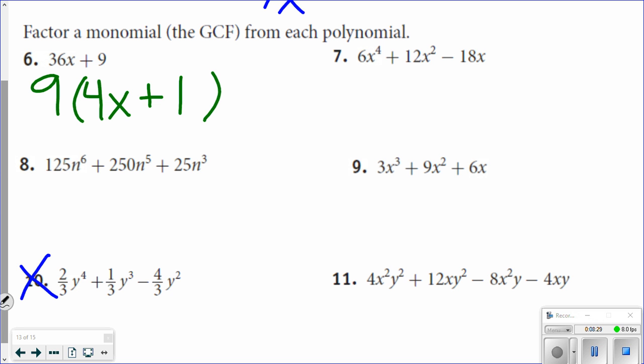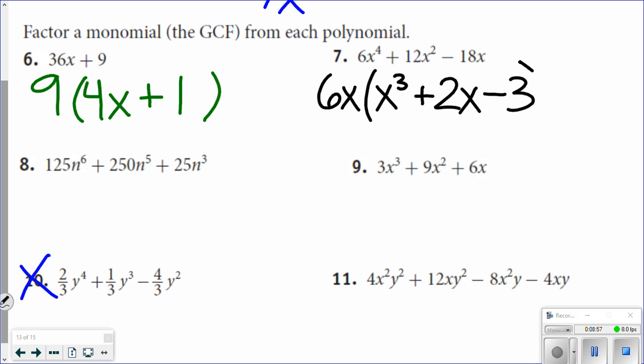6, 12, and 18. 6 is the smallest number, so it works because 12 and 18 are both divisible by 6. At most, they share 1x. So 6 divided by 6 is just 1. You can put the 1, but you don't have to. 4 minus 1 is 3. 12 divided by 6 is 2. We have an x left over, minus 3, and we're done.